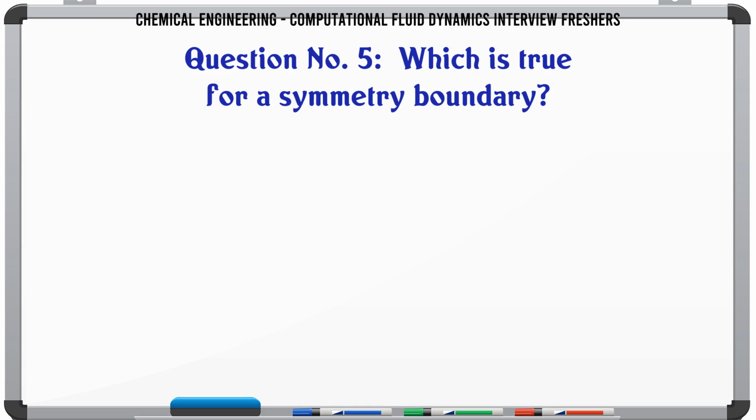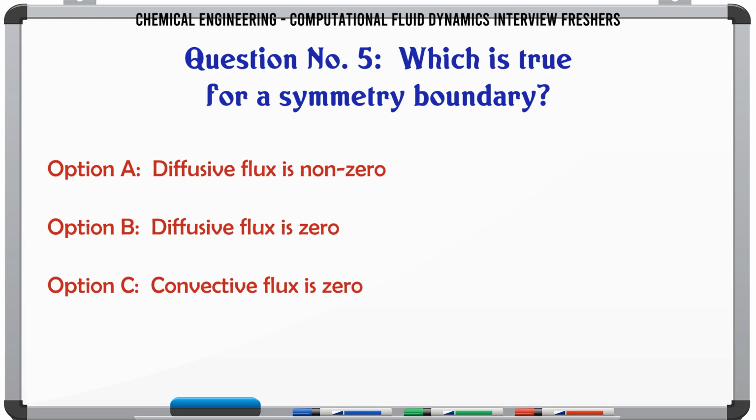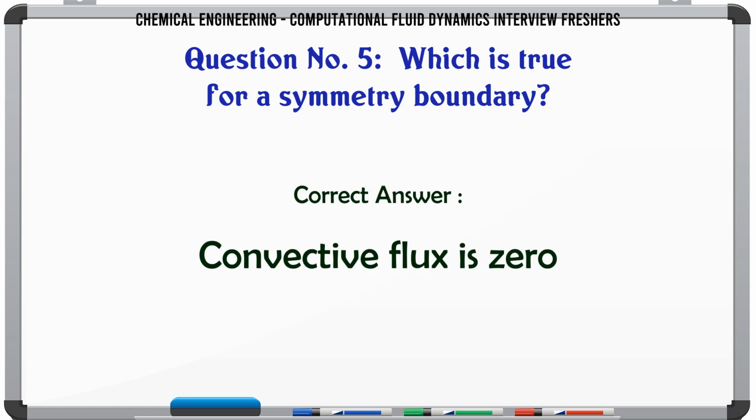Which is true for a symmetry boundary? A. Diffusive flux is non-zero. B. Diffusive flux is 0. C. Convective flux is 0. D. Convective flux is non-zero. The correct answer is convective flux is 0.